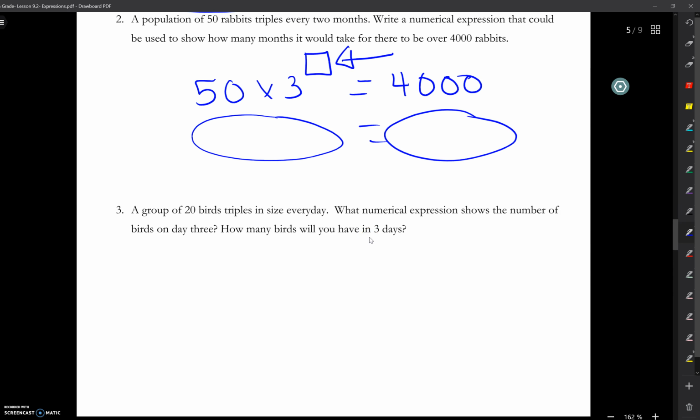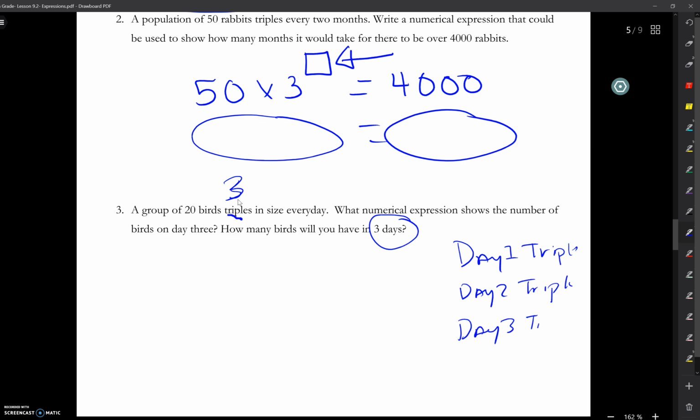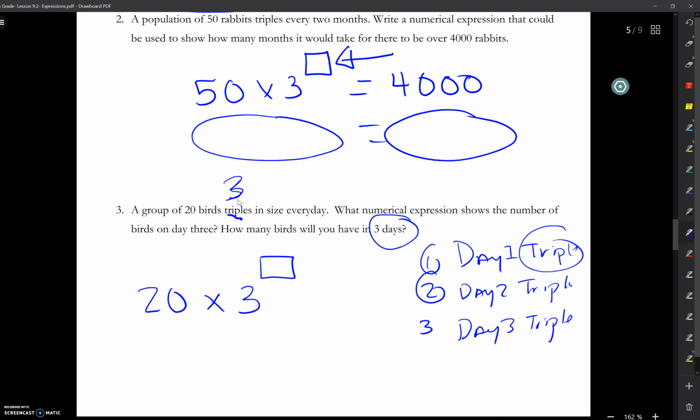A group of 20 birds triples in size every day. So you start with 20 birds and it triples. Triples is 3 times more every day. What numerical expression shows the number of birds on day 3? How many birds will you have on day 3? So we have day 1, it triples. Day 2 it triples, and day 3 it triples. So it's going to triple 3 times: 1, 2, and 3. So we would have 20 times 3 to the power of 3.